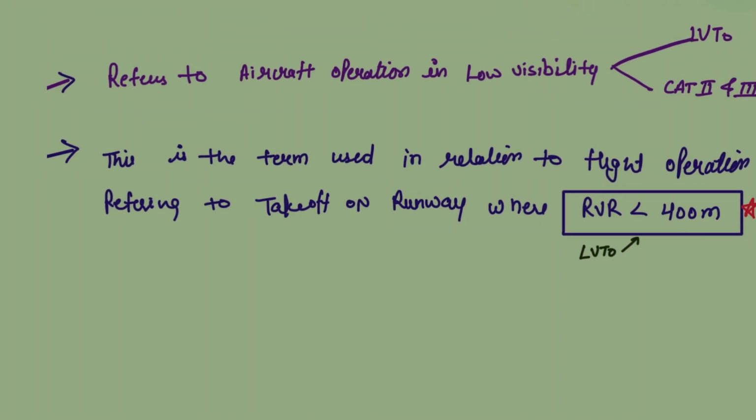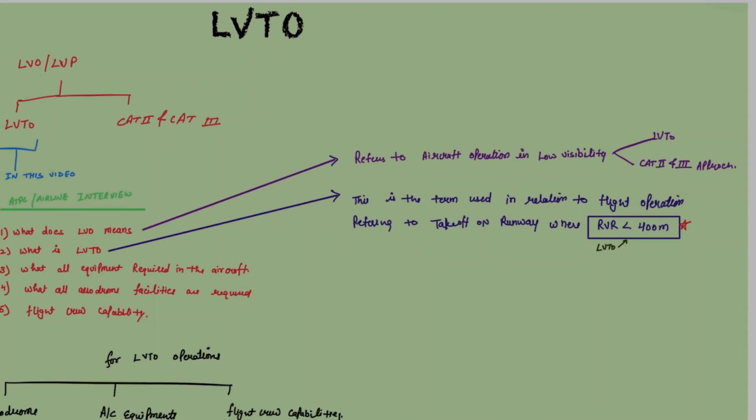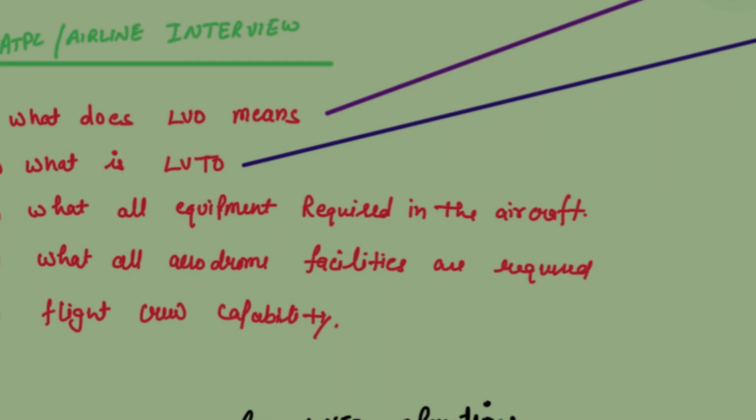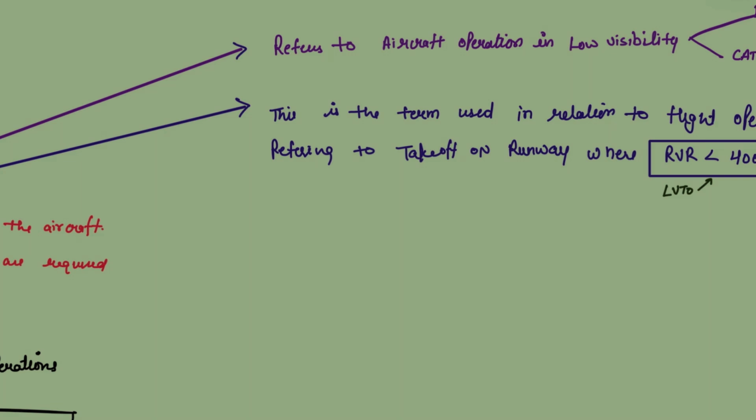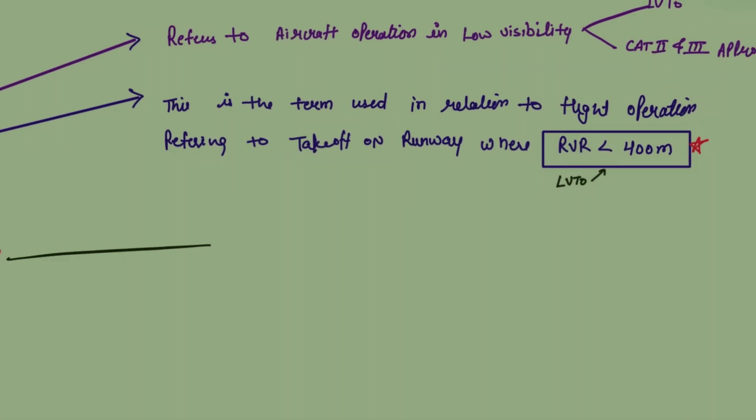But if RVR is less than 400 meters, then you will be doing a low visibility takeoff, and you will have to fulfill all the requirements and follow the rules and regulations given by the state authorities. In India, DGCA, in the US, FAA, and similarly elsewhere. Make sense? Now what are the requirements? As I told you, there are three components: aerodrome facility, aircraft and its equipment, and third, the flight crew should be capable. Now let's start with the aerodrome facility. What facilities should you have at the aerodrome to perform low visibility takeoffs?